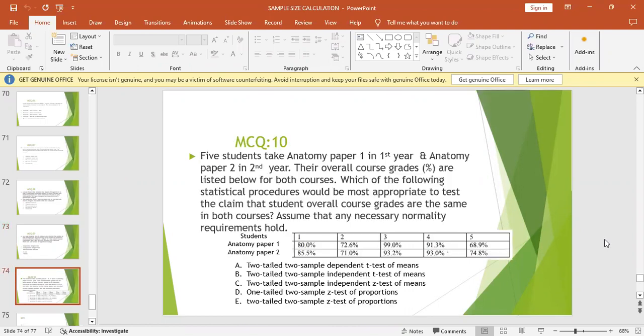Last MCQ. 5 students take anatomy paper 1 in first year and anatomy paper 2 in second year. Their overall course grades in percentage are listed below for both courses. Which of the following statistical procedures would be the most appropriate to test the claim that the students' overall course grades are the same in both courses? Assume that any necessary normality requirements hold. These are the 5 students, and these are their percentages in first year, and these are their percentages in second year. We have to answer between these 5 options: A, two-tailed two-sample dependent t-test for means; B, two-tailed two-sample independent t-test for means; C, two-tailed two-sample independent z-test for means; D, one-tailed two-sample z-test for proportions; E, two-tailed two-sample z-test for proportions.